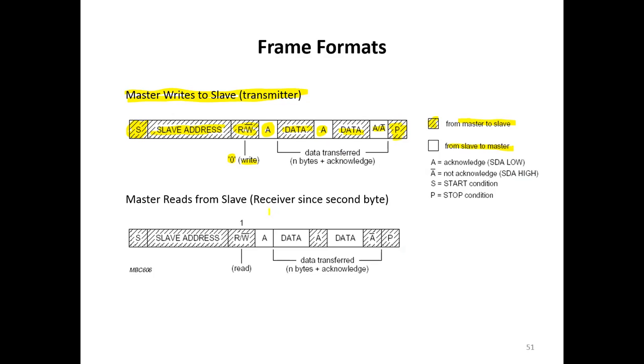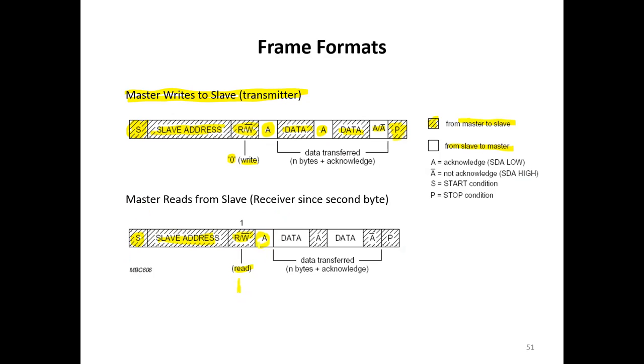Now, if we are reading, and if this bit is 1, the master has to generate the start condition. It has to generate the address of the slave and the read-write bit. Let's suppose that here we are reading the data, so this bit is 1. So the master is reading the data from the slave. What does it mean? The slave will send the data and the master will send the acknowledgement.